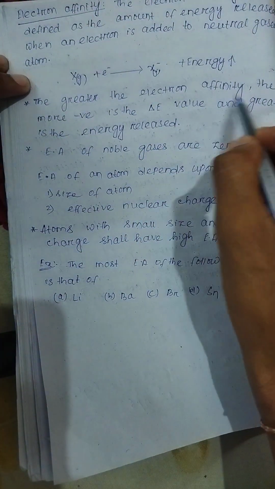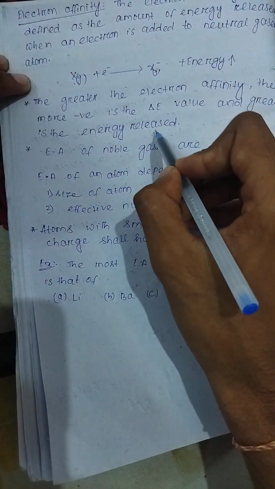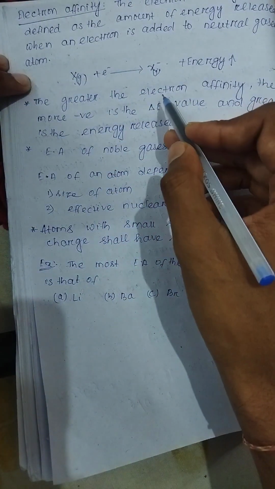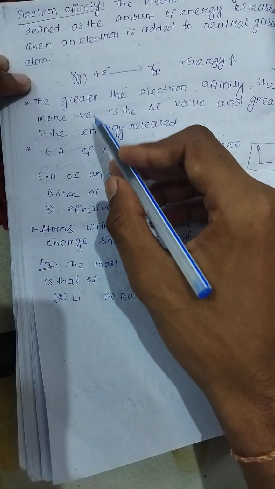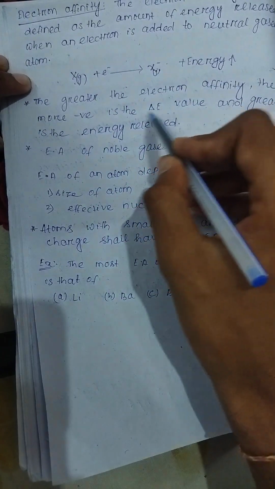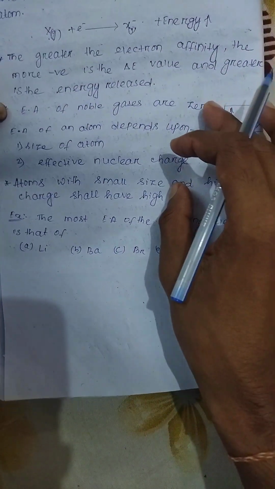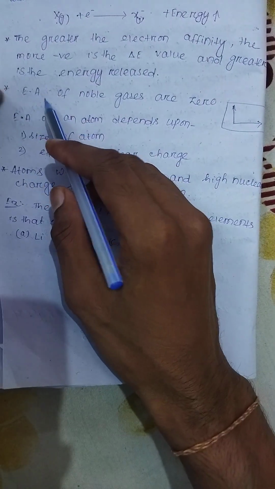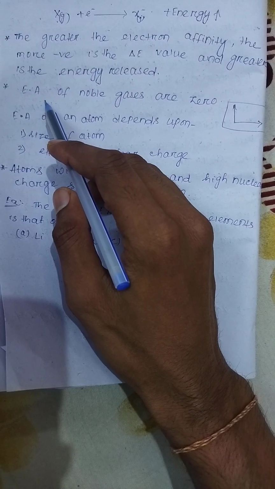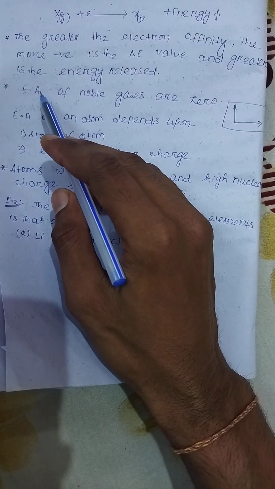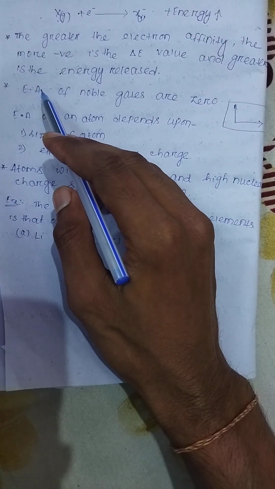The greater the electron affinity, the more negative is the value, and the greater is the energy released. When electron affinity increases, more energy is released when adding an electron, so the energy value is negative. And another thing: in ionization energy, the noble gases have the highest values, but in the case of electron affinity, noble gases have zero electron affinity.